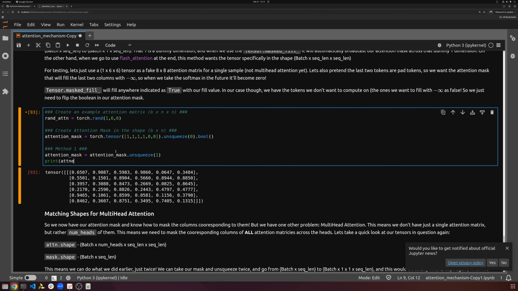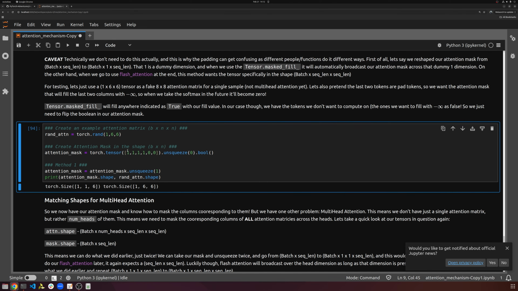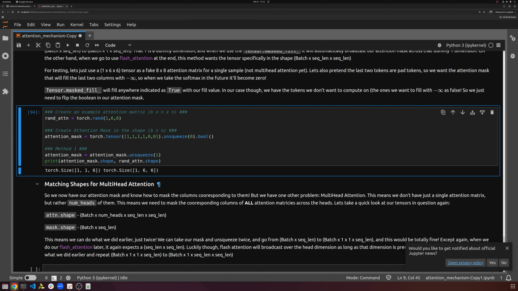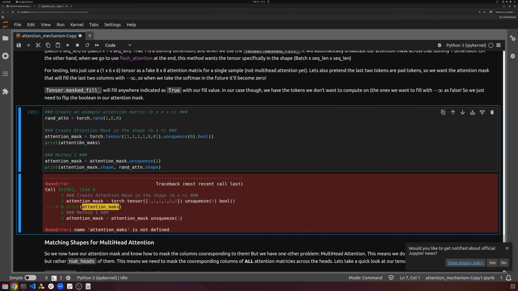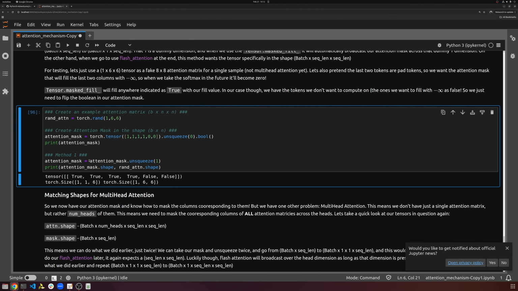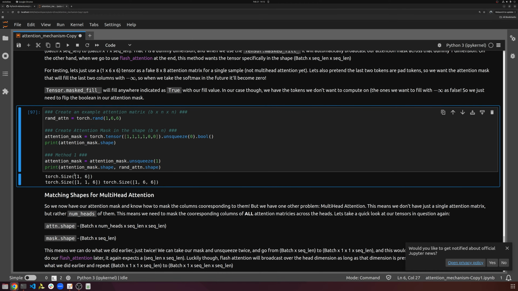So if we print attention mask dot shape and rand attention dot shape, notice we went to a 1 by 1 by 6, so our attention mask. Let's also print this out here. Print attention mask dot shape. Okay. So our original attention mask.